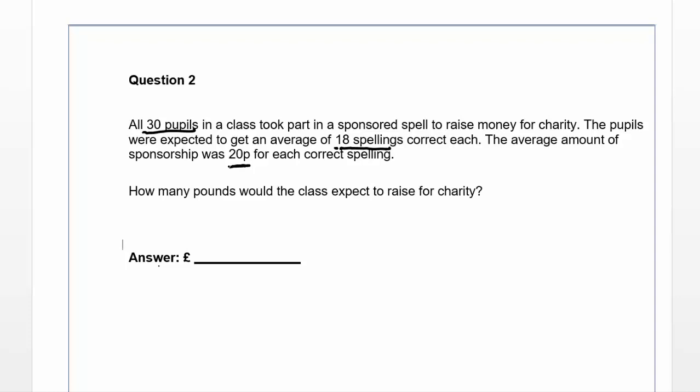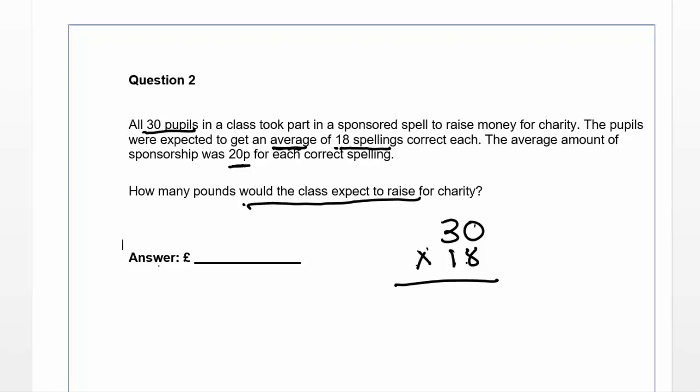They're saying we've got 30 pupils in the class and we expect that those children, because this is going to be an estimate, each get 18 spellings correct. So obviously we're going to do 30 times 18. Remember this is just an estimate, because they're saying how many pounds would the class expect to raise, not how much do they make, but how much we are expecting them to make. And we're assuming that the average amount of correct spellings for 30 pupils will be 18.